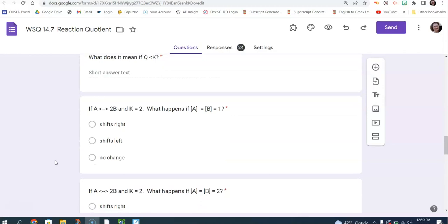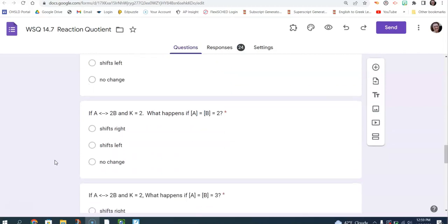So let's check this out. Here's an example. I hope you don't mind if I don't actually do the math for you. So I think you can figure out Q is equal to B squared over A, which is 1 squared over 1, which is 1. So 1 is the Q value. So 1 is less than 2. So what does that mean? You need to shift it so you have more products. So it's going to shift to the right.